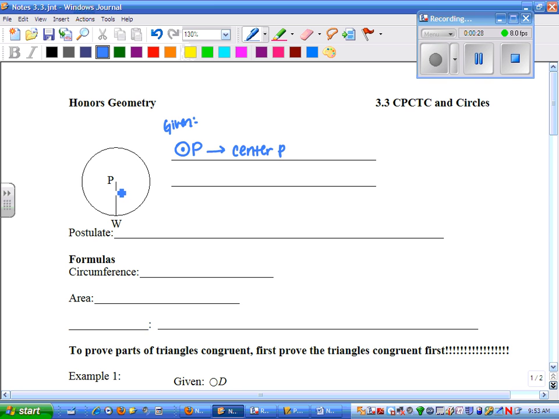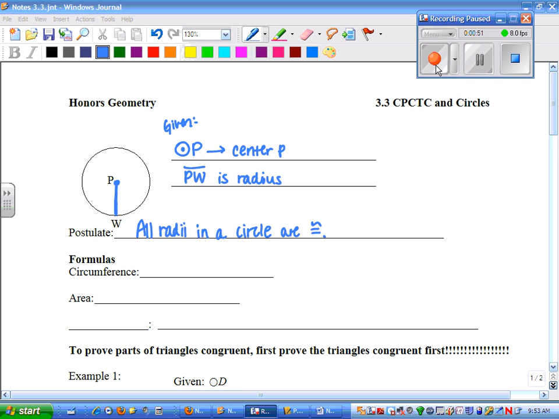Hopefully you remember this from when you learned geometry in 8th grade. PW is called a radius. And there's a postulate we can get if we have this circle. If this is given, we can say that all radii in a circle are congruent.